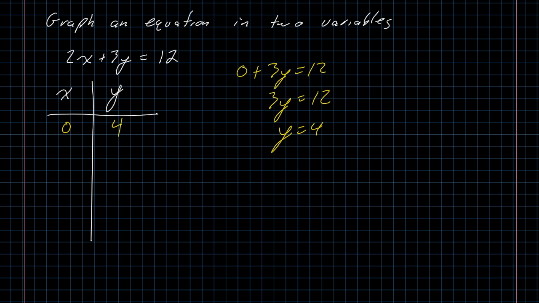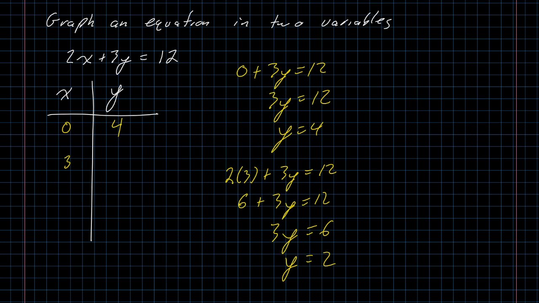So (0, 4) is a point on this graph. If I pick a different value for x, maybe I'll pick x is 3. Then I'll have 2 times 3 plus 3y equals 12. That's 6 plus 3y equals 12. 3y then must be equal to 6, and y itself is going to be equal to 2. So I've got another point on the graph, (3, 2).